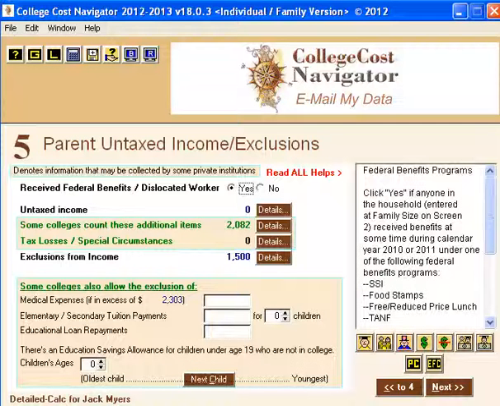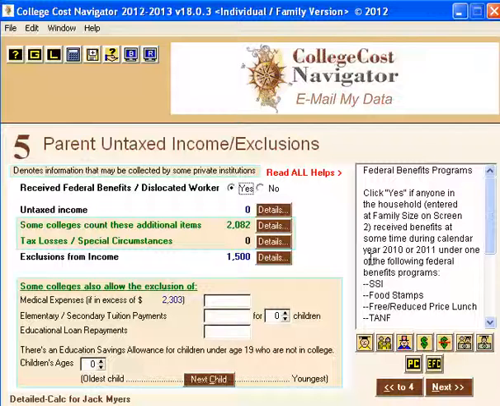Screen 5 is your parent untaxed income exclusions, and again, there are detailed screens here for each one of those with explanations over to the right. The main thing here is that all you're trying to do is get as much information into the calculator as you can, because at the end you're going to forward that information back to me, and then we'll get on the phone or do a live screen share for additional questions that I might have.